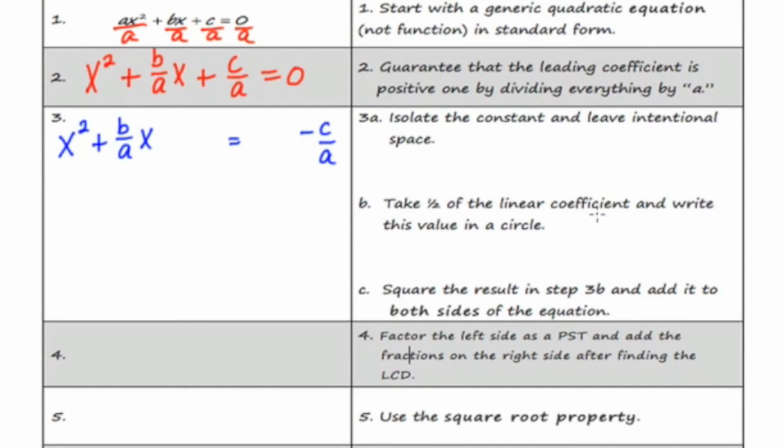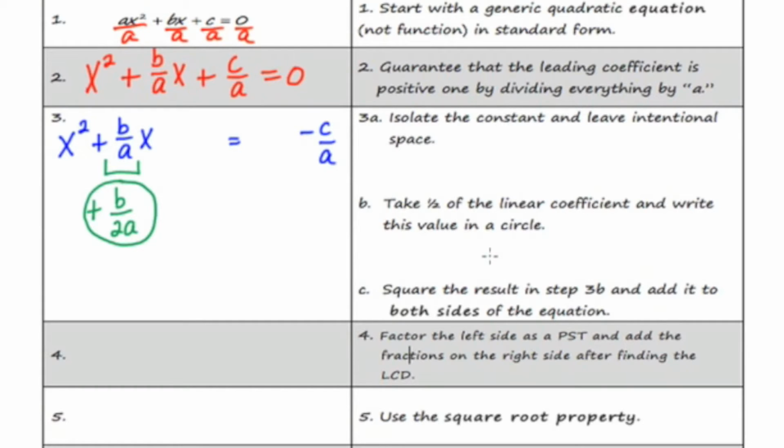And the next step in that process is to take half of the linear coefficient. What that means is I'm going to focus my attention right here at the linear coefficient, and I'm going to take half of that. Well, 1/2 of b over a is b over 2a. And when I complete the square in my class, I always have the students put that value in a little circle. And that's going to become important in the next step.